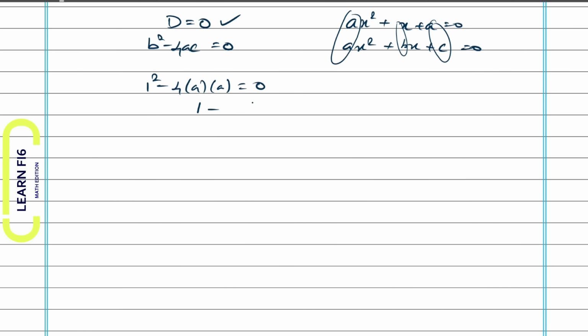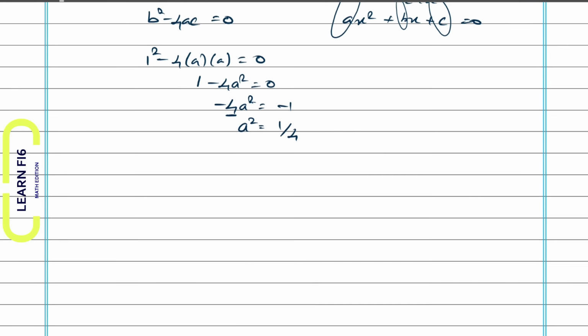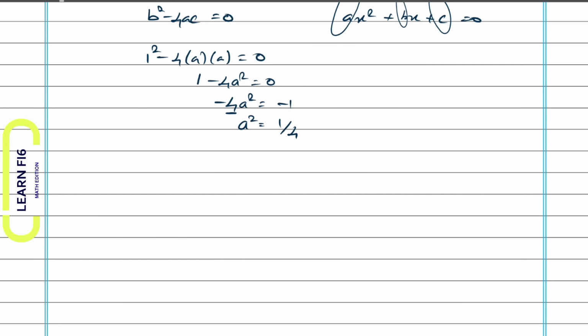We will get 1 minus 4a square is equal to 0, and minus 4a square is equal to minus 1, and you can cancel the negative sign on both sides. We'll be left with a square is equal to 1 by 4. This 4 is in multiplication. If it goes to the right side, it will become division. So a value is equal to plus or minus 1 by 2.